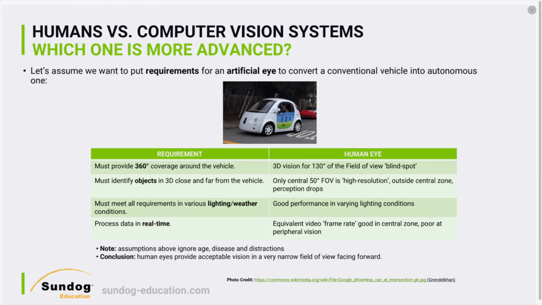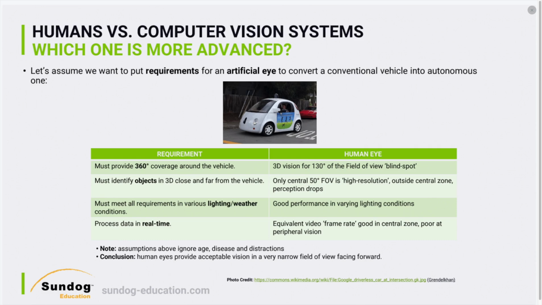However, one of the limitations of humans as drivers is that we only see the front portion. Yes, obviously we can look in the mirror, but that will distract us from looking at the front. So that's one of the main limitations. As you can see here, the requirement that we want to put on our artificial eye is that it must provide 360 degrees coverage around the vehicle. For our human eye, however, we have 3D vision for around 130 degrees of the field of view, which is the region that we can look into.